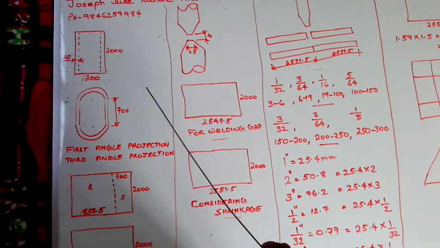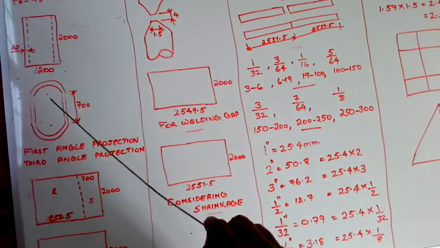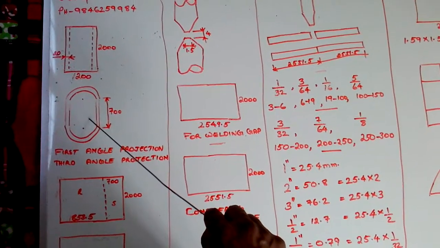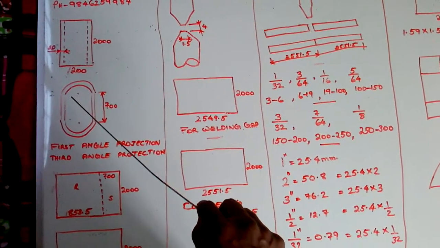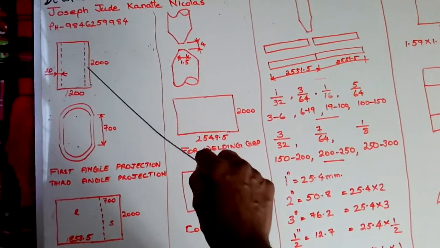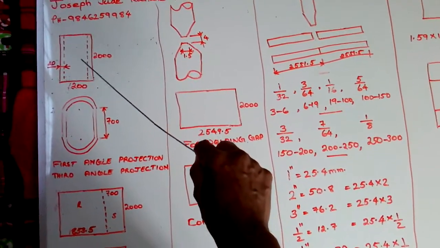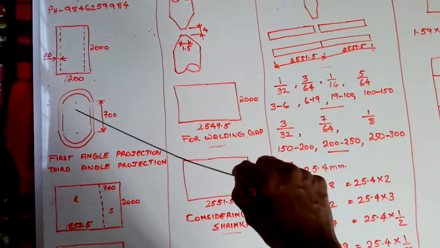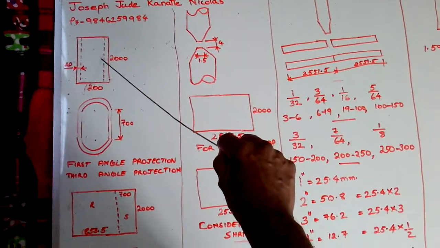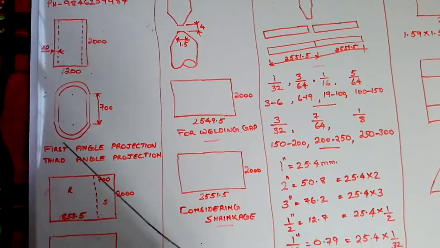Actually, that is called third angle projection. But here I have drawn it in the opposite way. I have drawn the top view, the plan, at the bottom of this picture, and this front view, the elevation, I have drawn on the top side of the plan. Elevation comes up and plan comes down. That is called first angle projection.